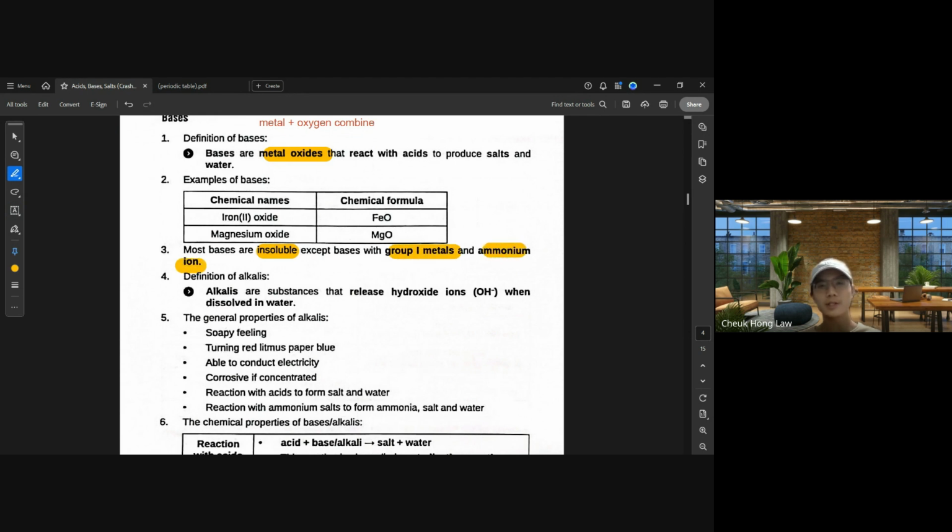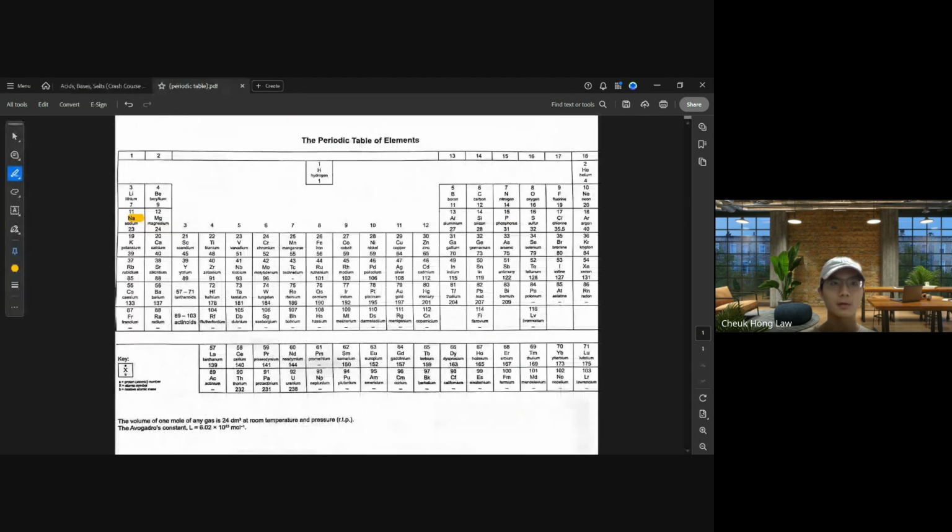Okay, so I'll actually go through this in the solubility table as well. But here it already says most bases are insoluble except for bases of group 1 metals or the ammonium ion. So those bases that contain these group 1 metals are soluble.